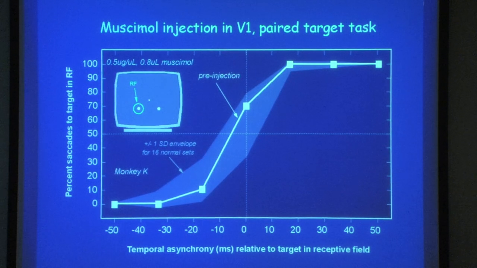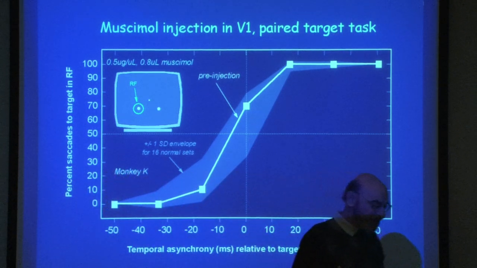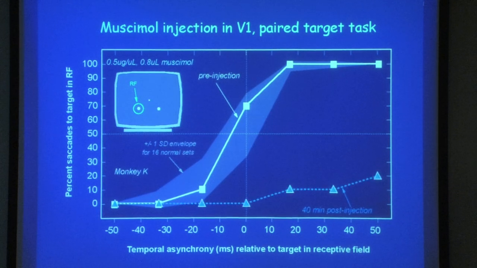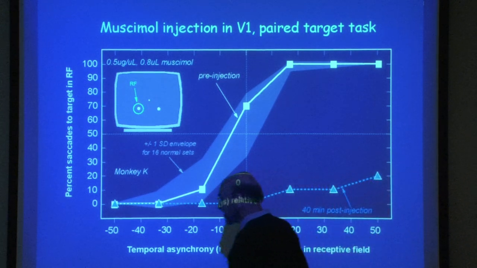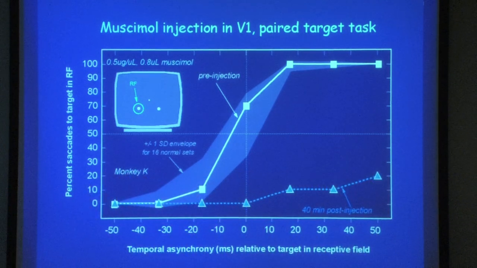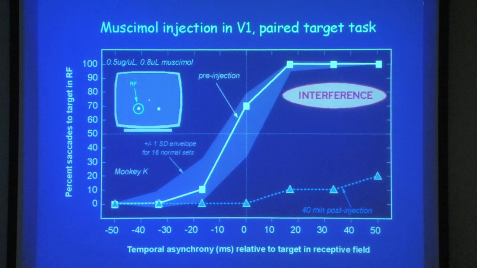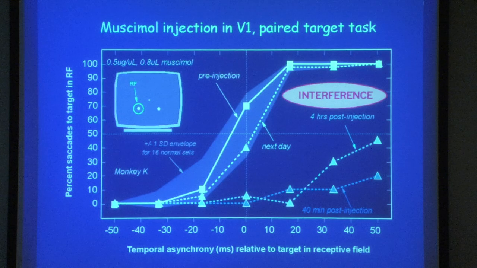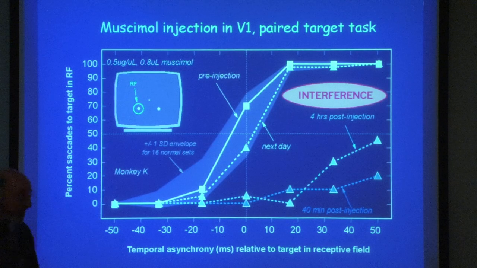Now we're going to inject the muscimol, and ask yourself the question: with the increased inhibition, what do you think is going to happen? Well, it should be pretty obvious. You get gigantic inhibition. The monkey practically never looks at here because that area is not being activated by the visual stimulus, because of the inhibition. And if you do this over time, even 4 hours later, there's a huge, huge effect. But by the next day, the monkey recovers, luckily. So one can do this experiment several times because this agent washes out of the brain.